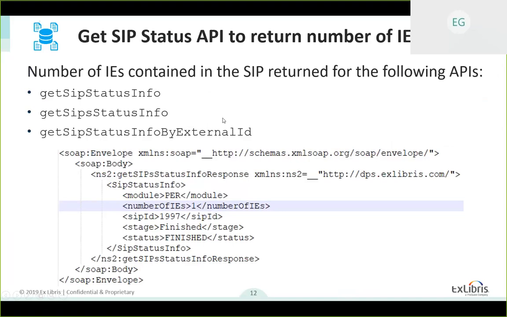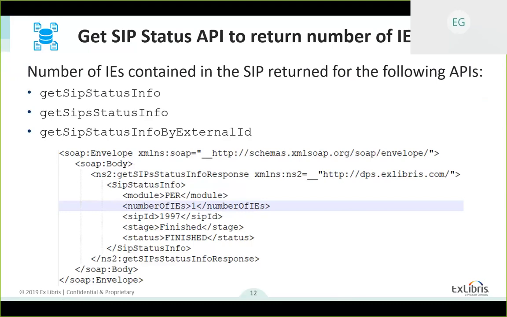We expanded the SIP status, the get SIP status API. This was also a request that came through as an idea exchange, where there is an external application which wants to be aware of the status of the SIP, which is dependent on also the number of IEs which are included under that SIP. So we are still maintaining that differentiation between the SIP status, which can still be finished, even though there are no IEs under that specific SIP.